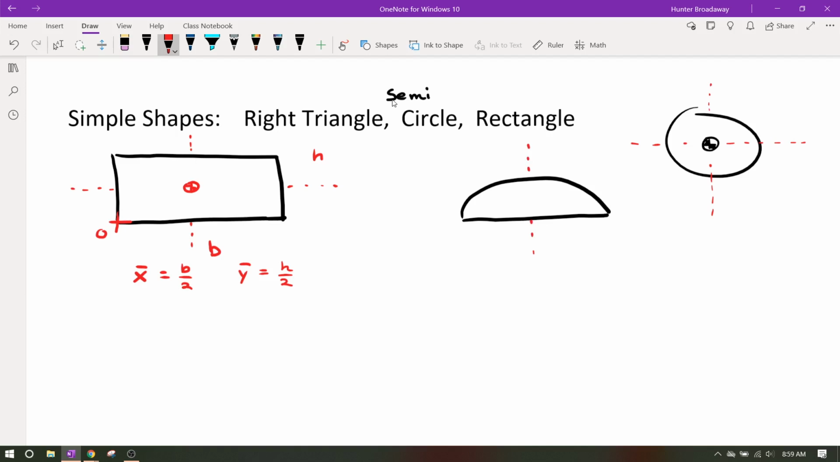And so therefore my x bar, if I'm making a reference point right here, my x bar is going to be at half of the base. But in the case of a semicircle, we don't call it a base because it's a circle. So we're going to say that our x bar is going to be located at the value of the radius, or half of the diameter. So we normally just say that the x bar is equal to r, the radius.